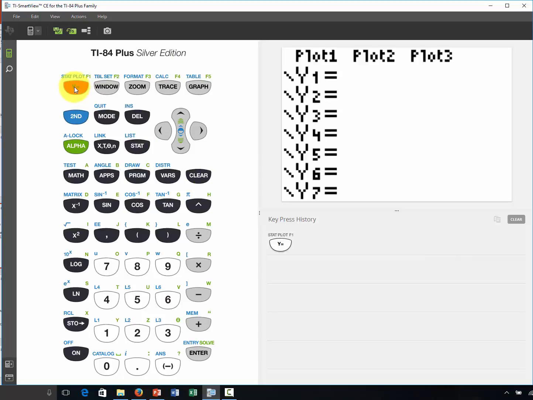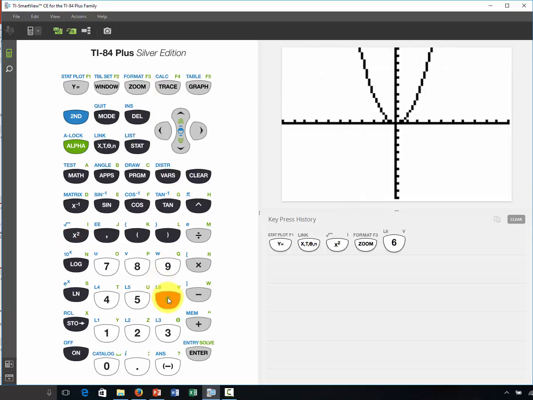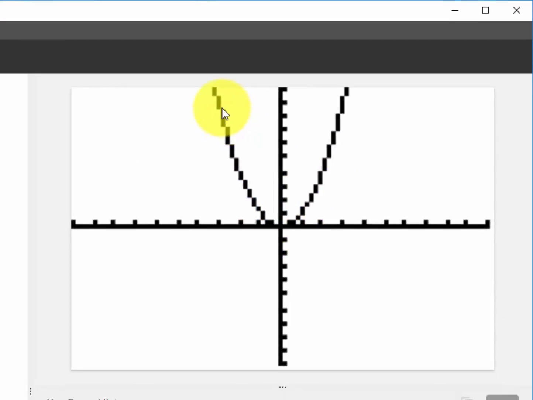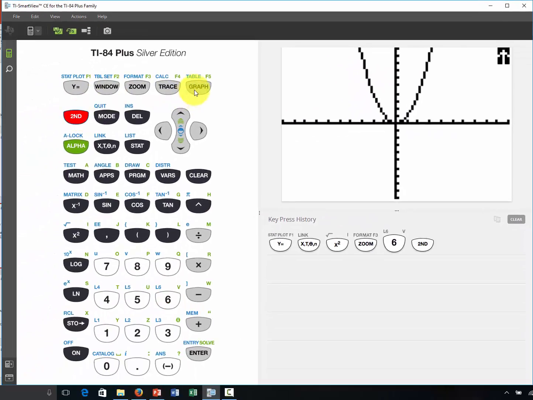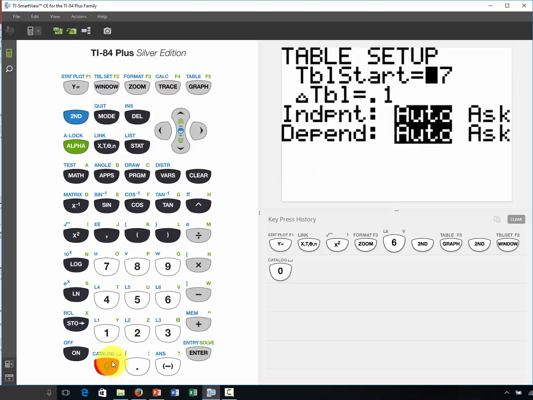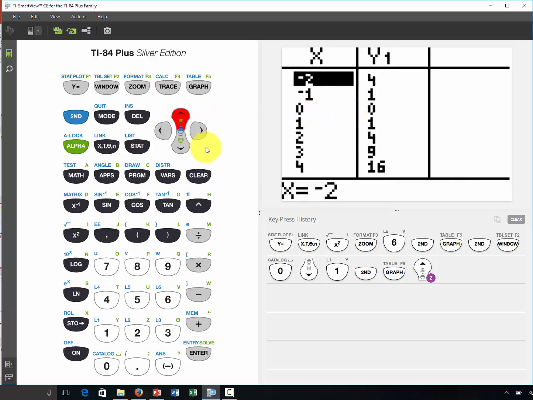Let's go to our y equals. Let's do x squared. Let's do zoom number 6. And here we can see, looks like there's one x-intercept. And if we go to our table, let's go to table set and change it to start at 0, and let's count by 1. Okay, we can see when x is 0, y is 0, and this is going to be the only x-intercept.